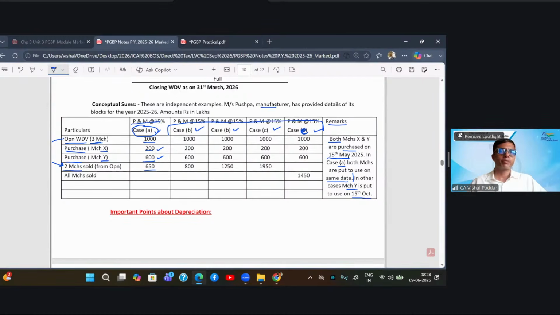So assessee is a manufacturer. Yes. Asset is plant and machinery. Yes. Nothing is mentioned about X and Y. So we are presuming these are new assets because normally you purchase new only. Very rarely you purchase second hand. So we are presuming it is new. Correct?